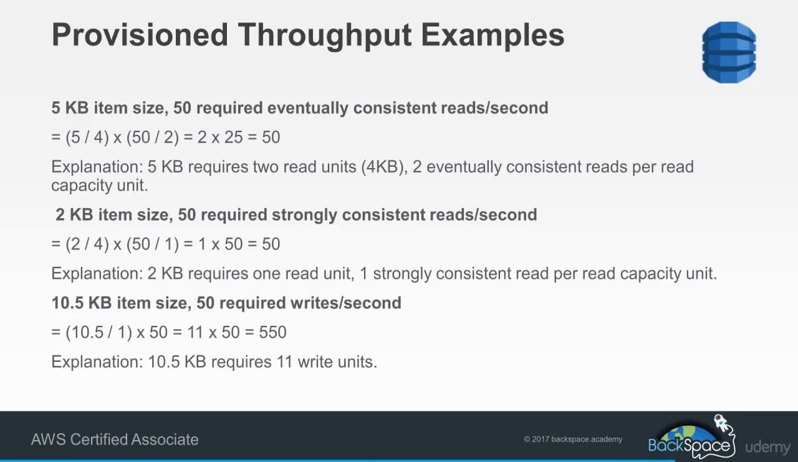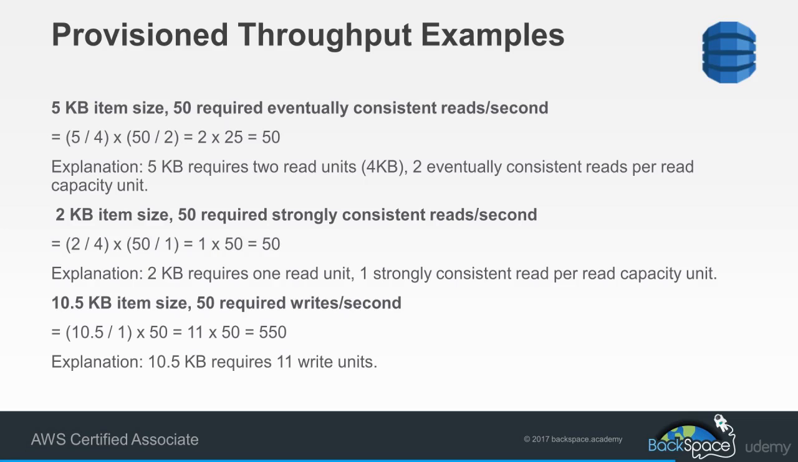So just some examples here, and you need to understand this. It does get a little bit confusing, but once you've done a few of them, it's pretty common sense. So let's have a look. We've got a 5K item size, and we require 50 eventually consistent reads per second of 5 kilobyte items. So that would be 5 divided by 4. Each read capacity unit covers items of a maximum of 4K.